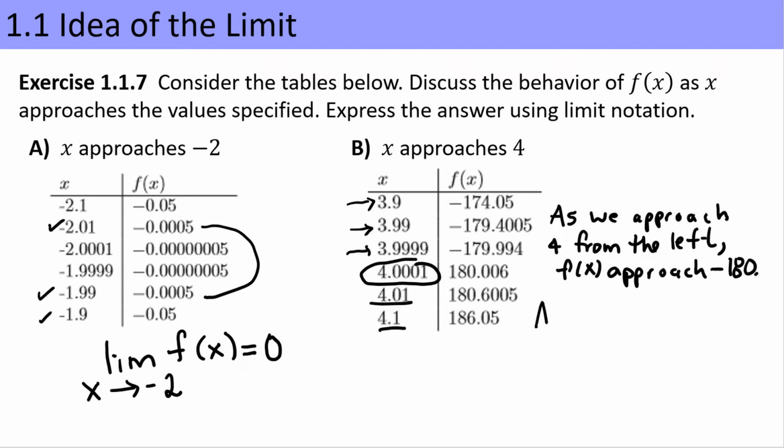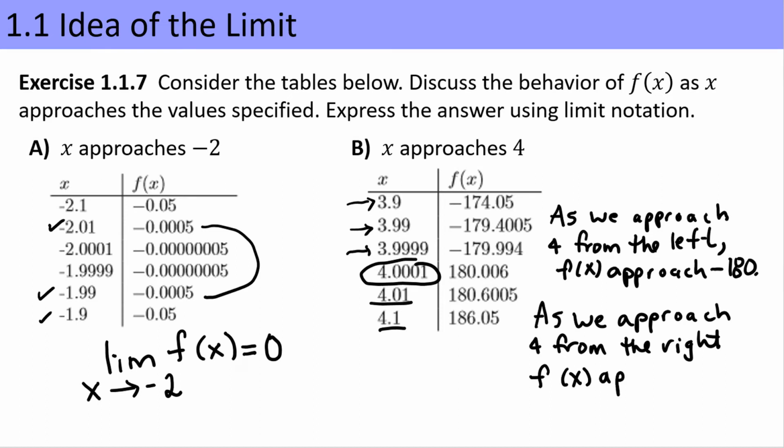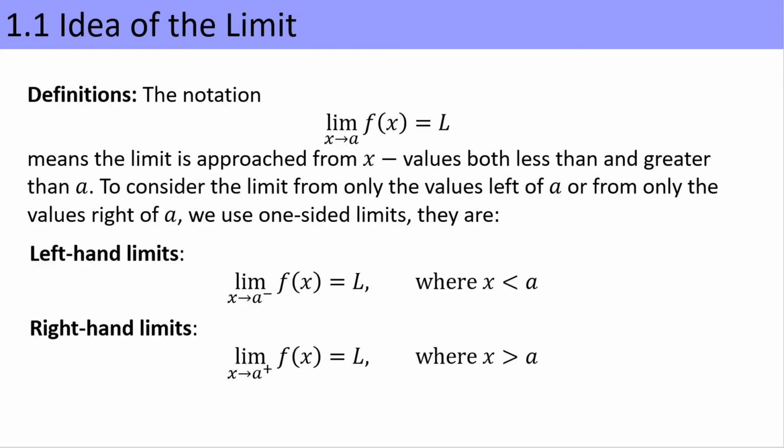So we say as we approach the x value from the right, f of x approaches positive 180. They don't meet. So at this point, we say that the limit does not exist.